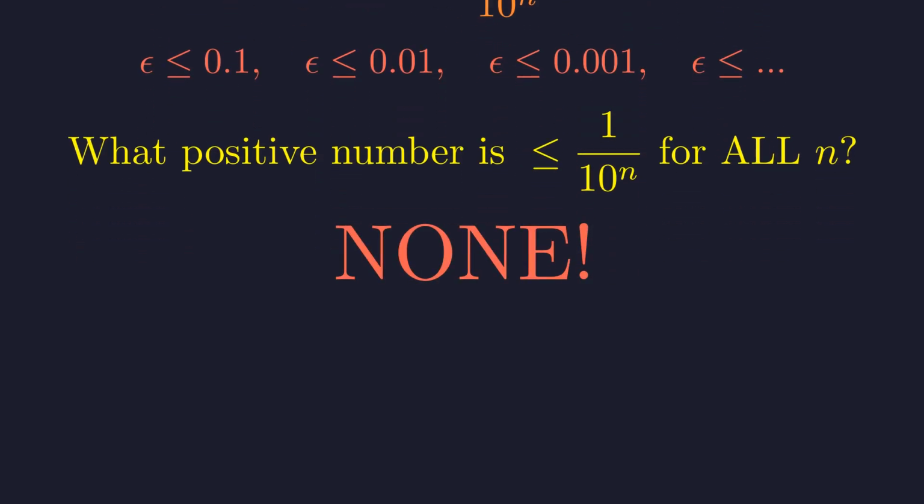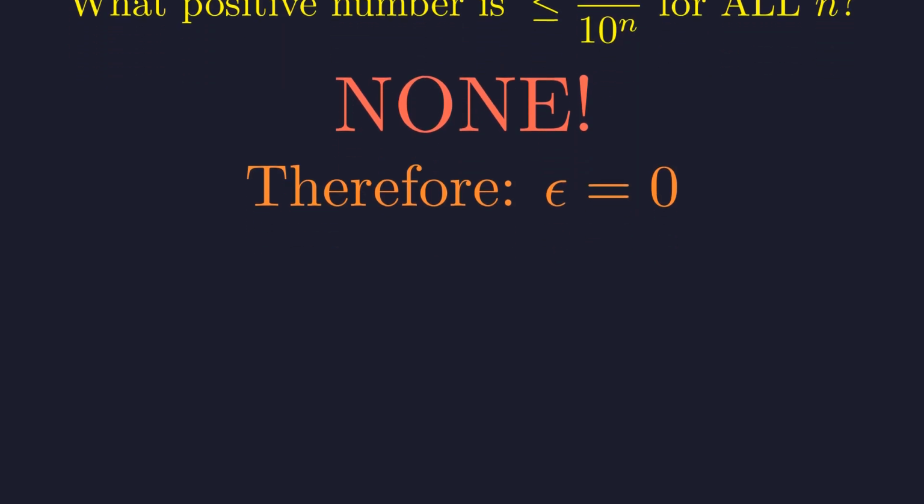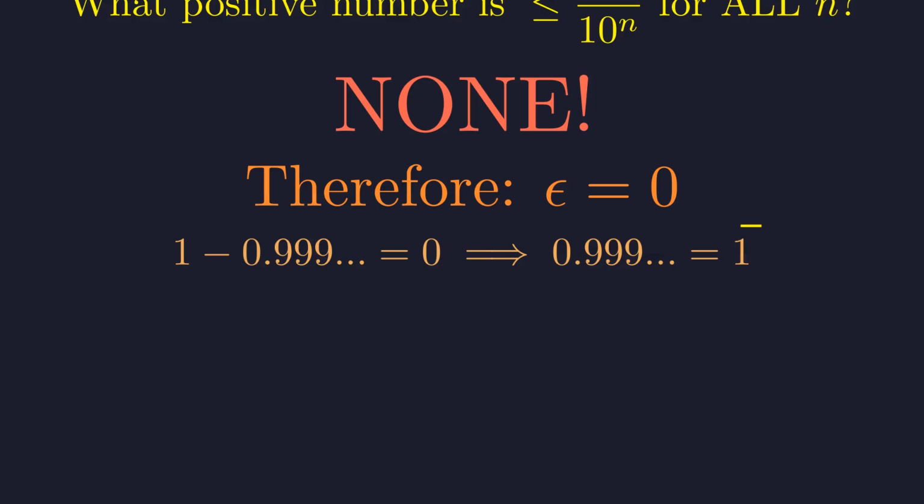None. There is no positive real number that is smaller than every term in the sequence 1/10, 1/100, 1/1000, because we can always choose n large enough to make 1 over 10 to the n smaller than any given positive number. Therefore, epsilon must equal 0. This means 1 minus 0.999... equals 0, which implies 0.999... equals 1. Our assumption was wrong, and epsilon must be 0. This proof relies on the Archimedean property of real numbers.